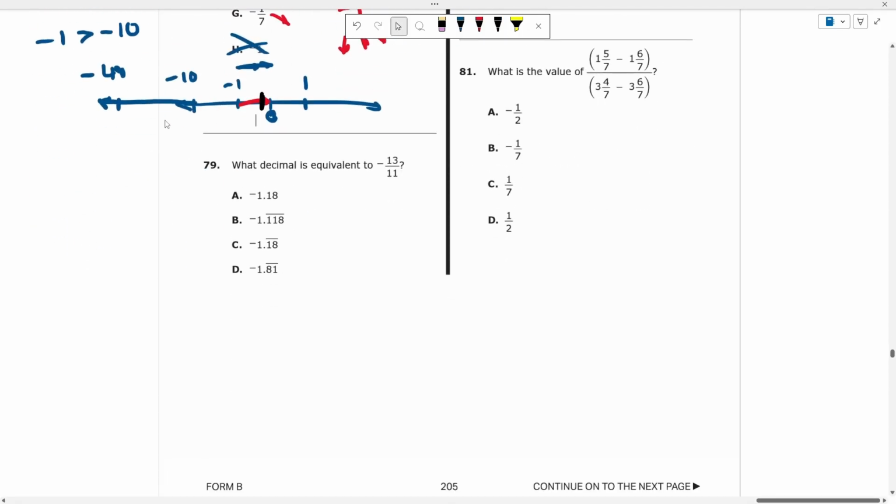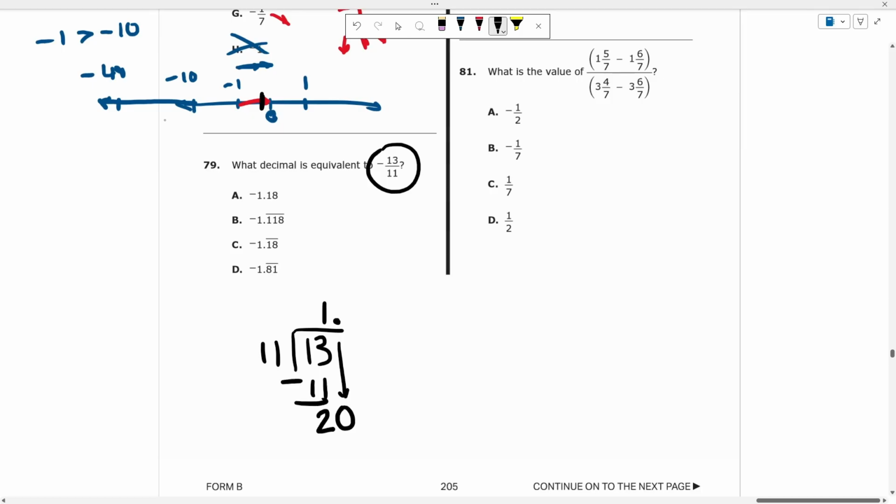So number 79 says, what decimal is equivalent to negative 13 divided by 11? In this case, let's just evaluate that. You know your answer is going to be negative, and let's just do 13 divided by 11. 11 goes into 13 one time. So we're left with 2 as a remainder. Now, can 11 go into 2? Absolutely not. So we add a decimal point here, and that decimal point drops down a 0 automatically.